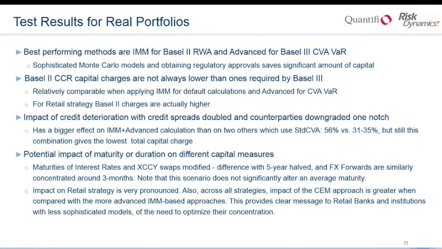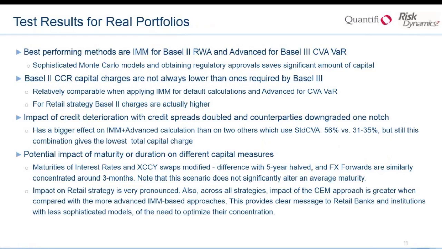And just to go over again the results, we showed that the best performing methods are IMM for Basel II RWA and advanced for Basel III CVA VaR. That sophisticated Monte Carlo method, and obtaining regulatory approval, saves a significant amount of capital. We showed that Basel II CCR capital charges are not always lower than the ones required by Basel III.